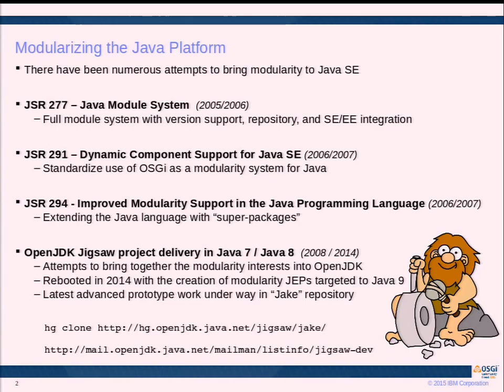Now, it was called Jigsaw originally. That also had a bit of a failed start, and so the work was taken in-house at Oracle. They did a whole bunch of work on it, and then they released some code and some specifications, some descriptions out to the community, and that restarted work has been called Jake. It all begins with J, I guess. As of today, the latest code is available from the Mercurial repository at the URL on this chart, and the discussions take place on something called the Jigsaw dev mailing list.